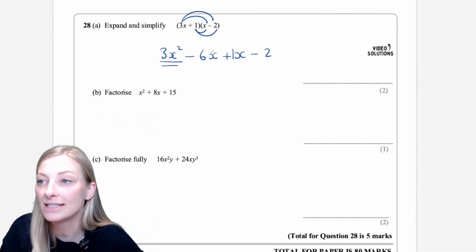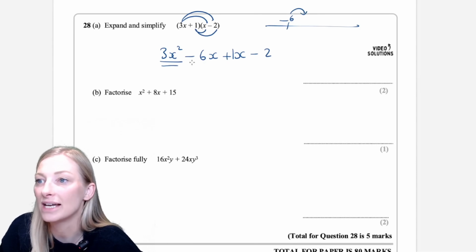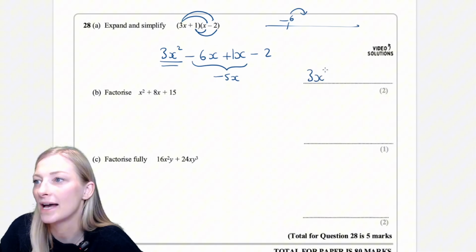3x squared is on its own, that's the only like term there. If you've got minus 6x and you're adding 1x, think about your number line. If you're at minus 6 and you add 1, you're coming up. So that is minus 5x and then minus 2. 3x squared minus 5x minus 2.